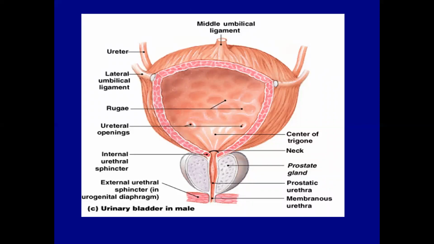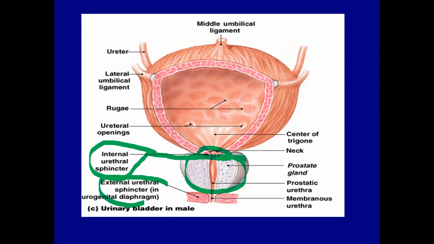All right, to show this again, here is the prostate gland. This is the prostatic urethra, and this is the internal sphincter right here. The external sphincter, which is in the urogenital diaphragm, is found right here. This external sphincter is made up of skeletal muscle, and it is in your control. So the internal urethral sphincter will release, and you voluntarily control the removal of urine from your body at the external urethral sphincter.